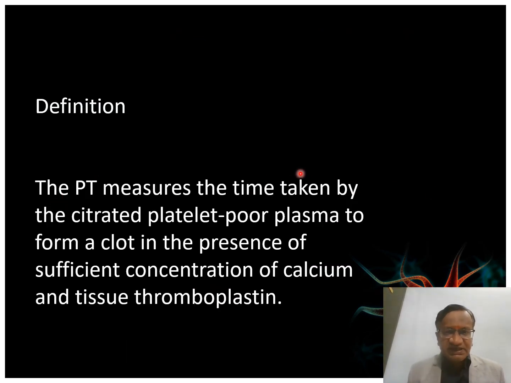Prothrombin time measures the time taken by citrated platelet-poor plasma to form a clot in the presence of sufficient concentration of calcium and tissue thromboplastin. This is the definition. What does it check? It checks the time taken by the citrated platelet-poor plasma to form a clot in the presence of sufficient concentration of calcium and tissue thromboplastin. This is all about the extrinsic pathway.